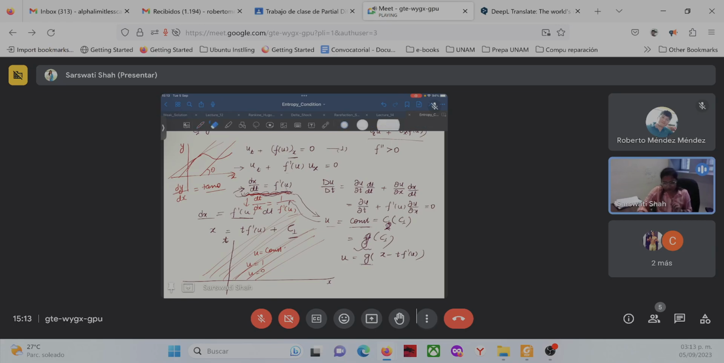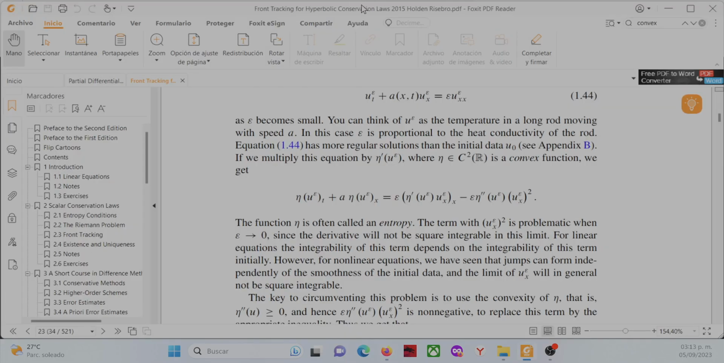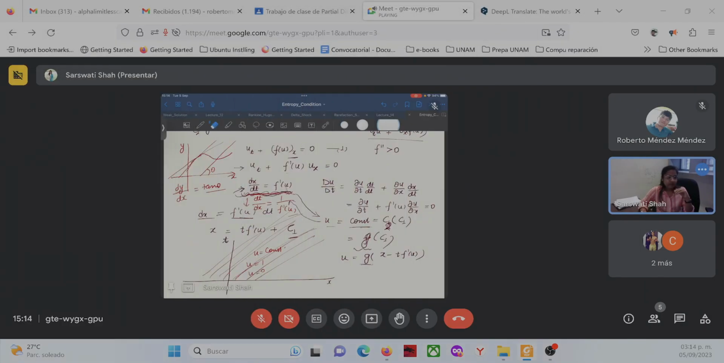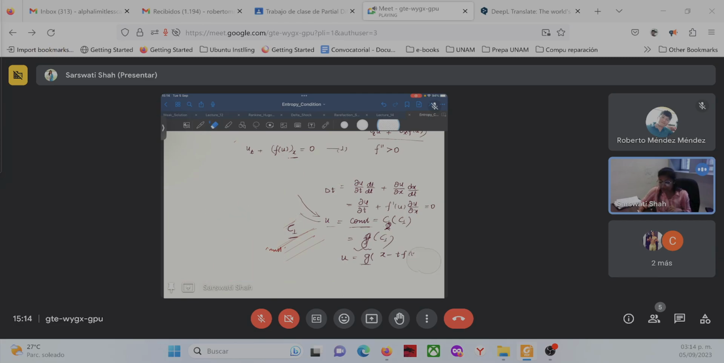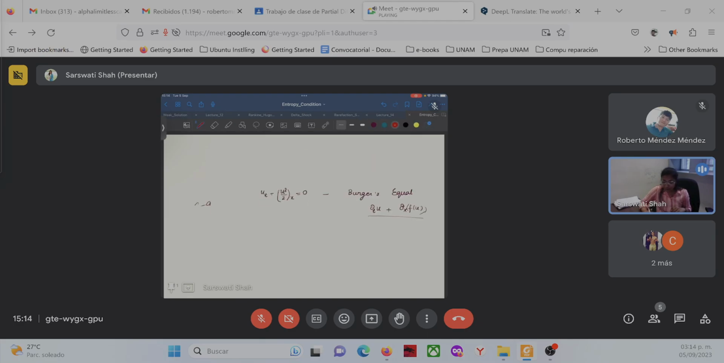So let's solve the problem, the Burgers equation, with my curve, the graph. Once you solve this problem with the increasing initial data, you will get the smooth solution. Yesterday we solved this Burgers equation with two kinds of initial data.